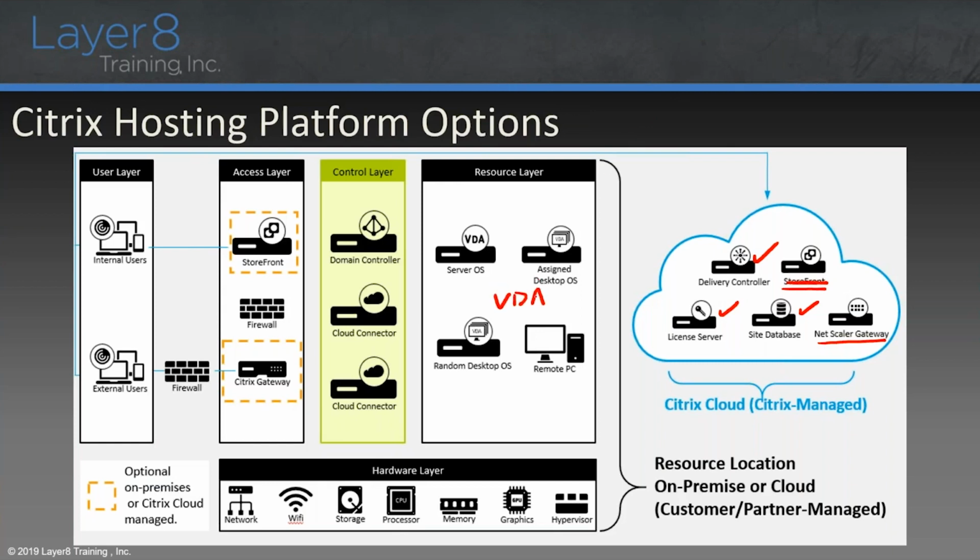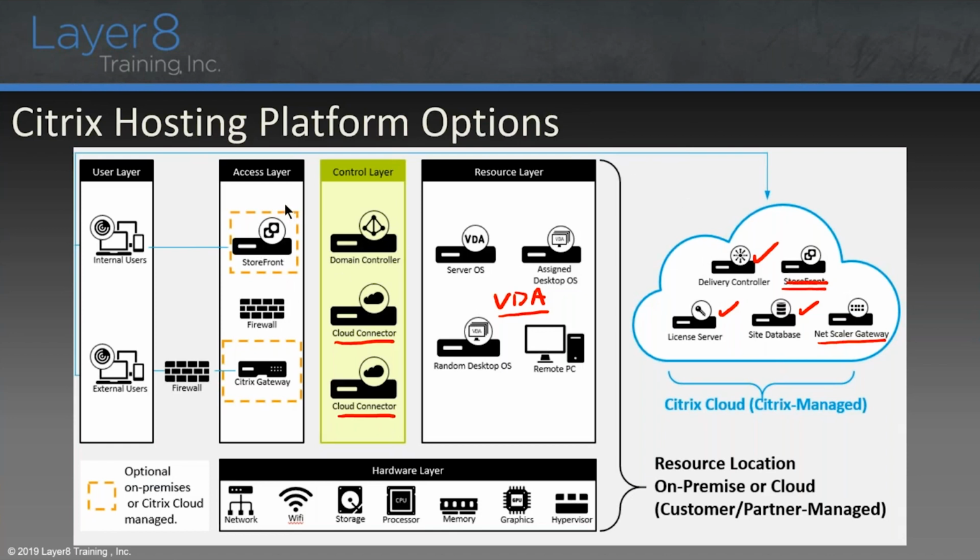So we have the resource layer. These are all the systems that have the virtual delivery agent installed on them, and machines called the cloud connectors. Cloud connectors replace the delivery controllers, and they proxy the connection between your on-prem components, the VDA, and the delivery controllers in the cloud. And this includes authentication, enumeration of resources, creation of machines using MCS. So these are some of the functions that cloud connector is going to use.